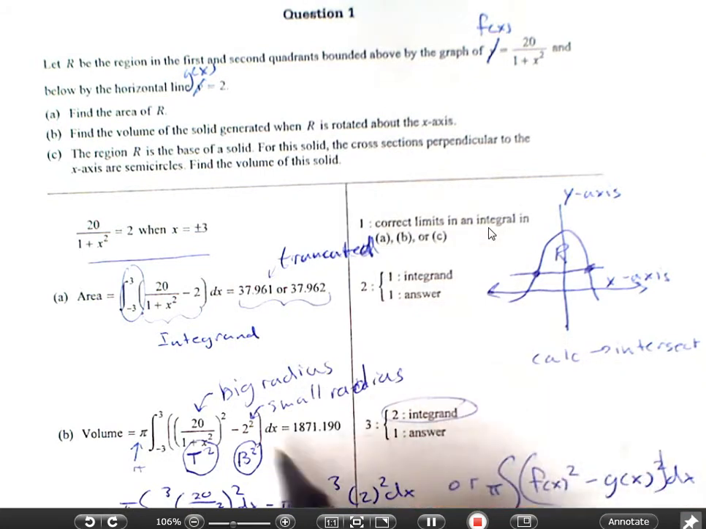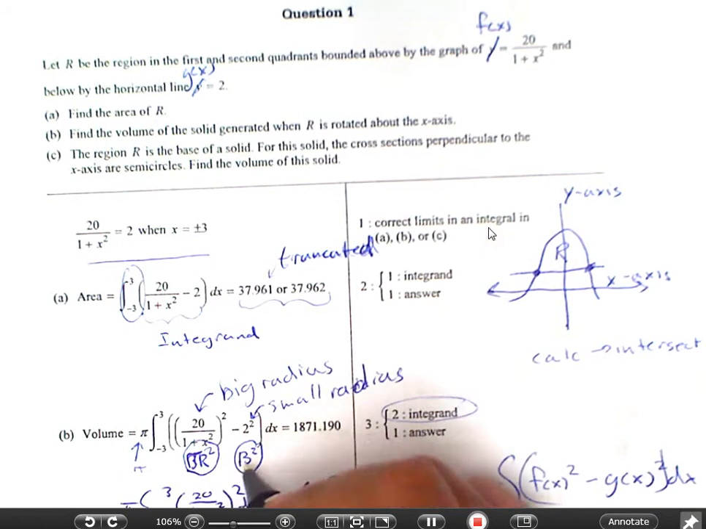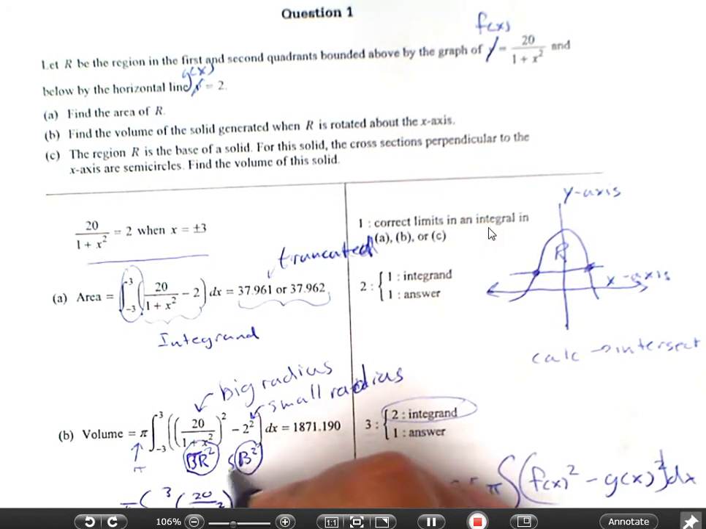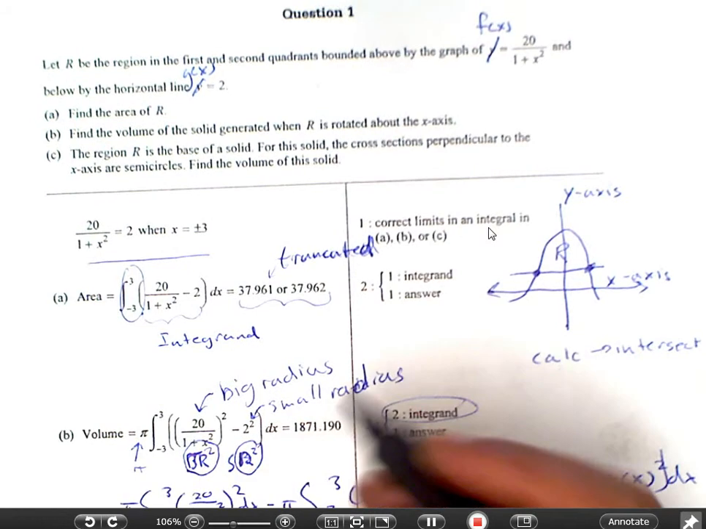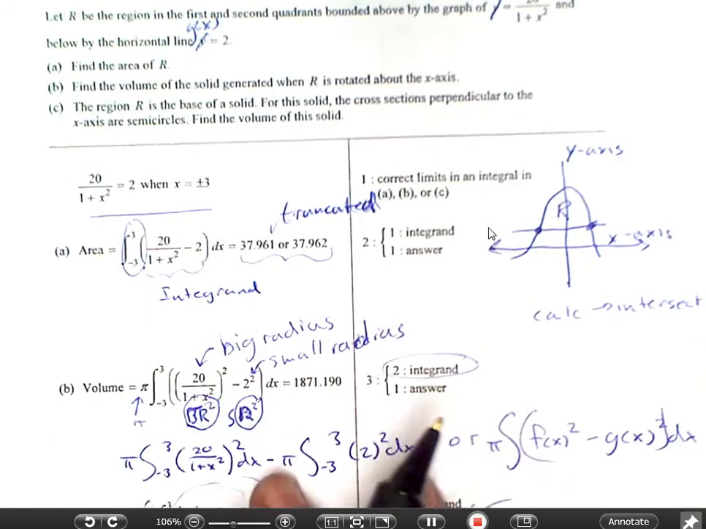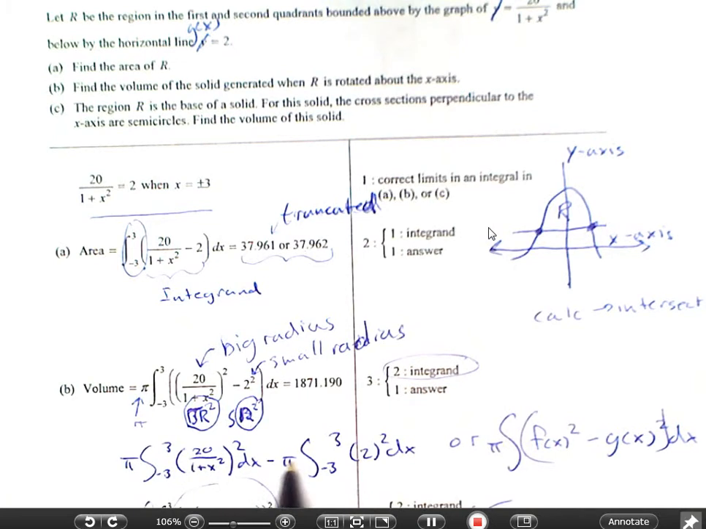B, volume of the solid generated when the R is rotated. This should be big radius minus small radius. Okay? 2 points for the integrand. Now you could have written your big radius minus your small radius like this: pi, correct limits. Boom. Big radius minus pi, limits, small radius.